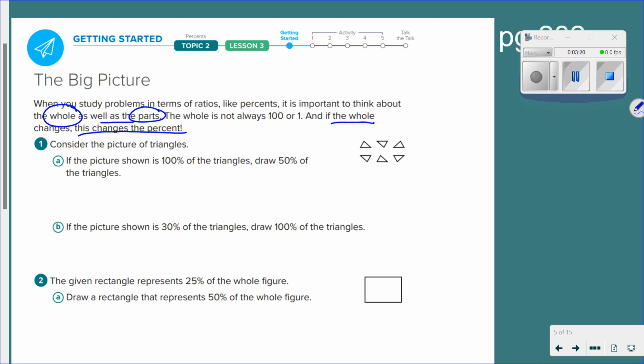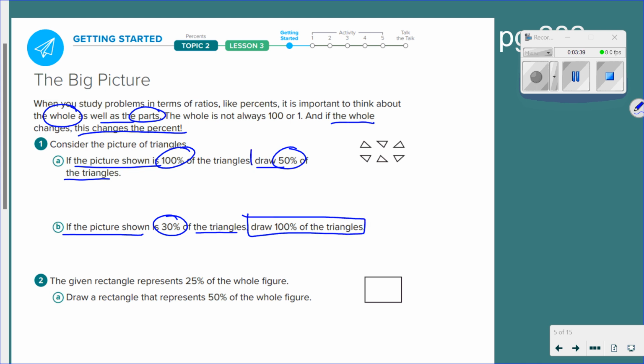So let's look at A. If the picture shown is 100% of the triangles, draw 50% of the triangles. Okay, and if the picture shown is 30% of the triangles, draw 100% of the triangles. So I want you to work on A and B, and we're going to give you about 4 minutes to answer both of those questions. Got it? Good, go for it.